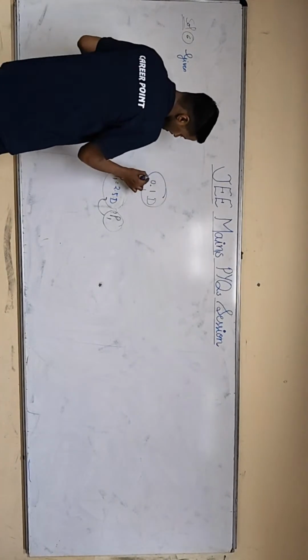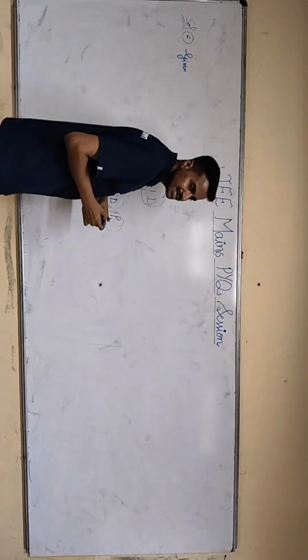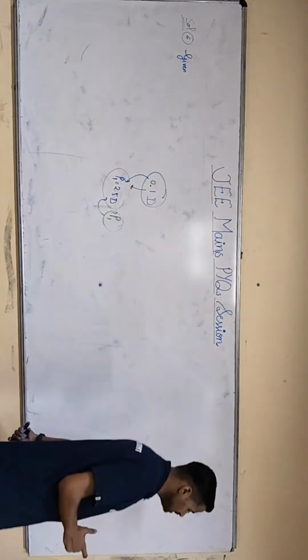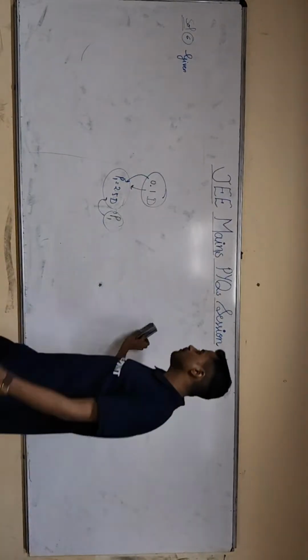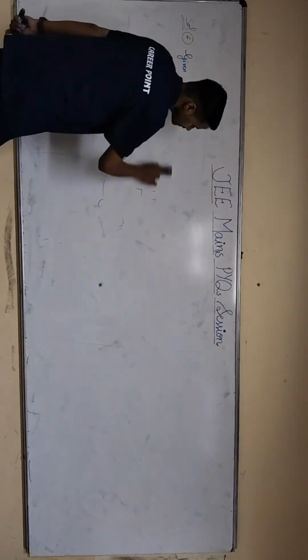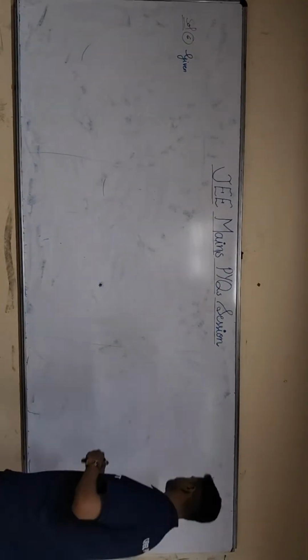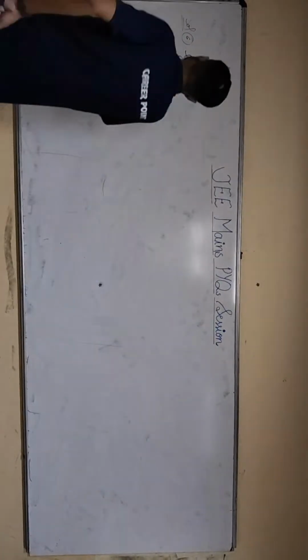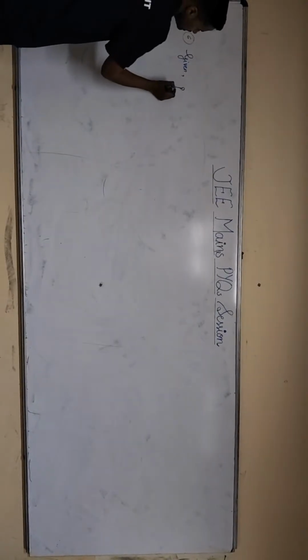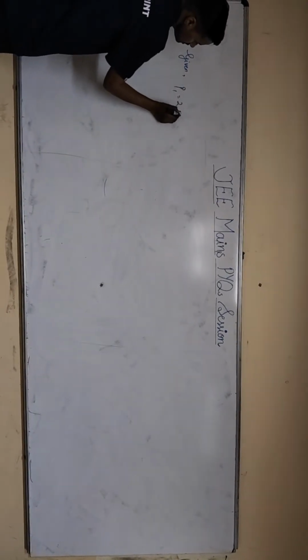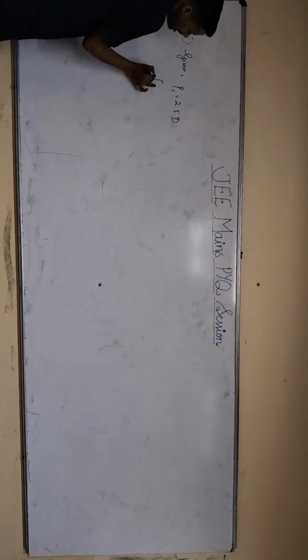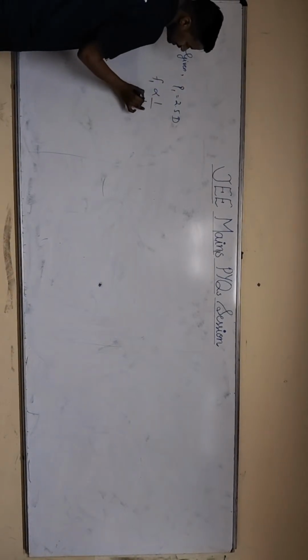So by how much is it increased? We have to find it. How much should it be increased? P1 is 2.5 diopter. As you know very well, F1 is nothing but the inverse of P1.